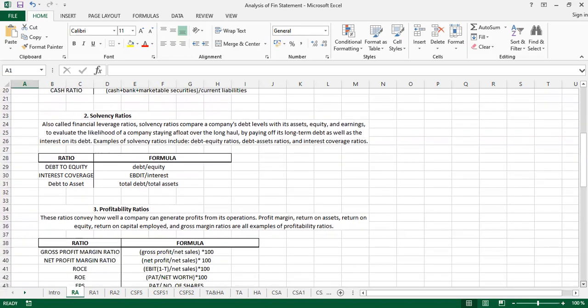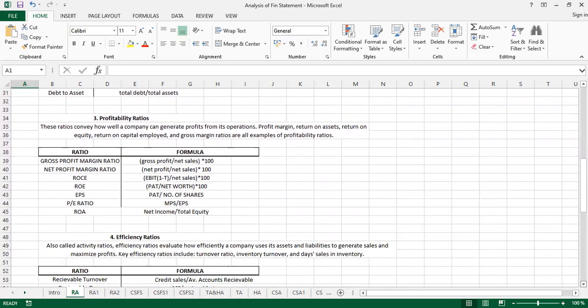I think you can see. Then we have the profitability. If the company is generating profit from its operation, isn't it? We have the profit margin. This one we have the net profit margin and the gross profit margin. We have the return on assets. We have the return on equity, return on capital employed, and the gross margin ratios. These are all examples of profitability ratios.